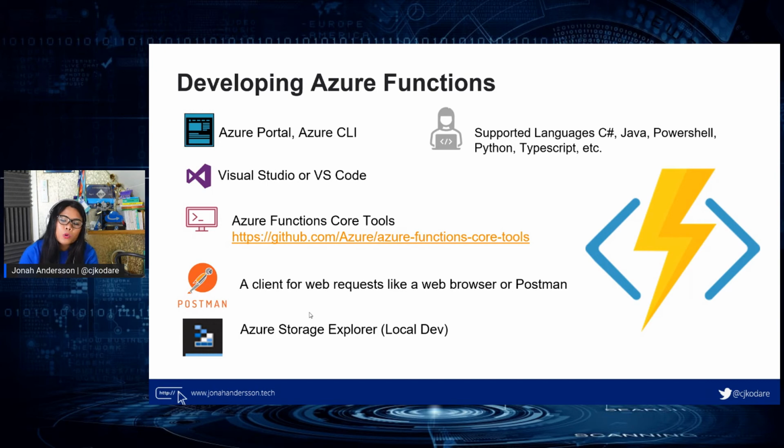And Postman is what I usually use for web requests. And then there's also a plugin in VS Code called REST Client that allows you to do HTTP requests from the code and get the results there when you're trying to test locally as well. And then Azure Storage Explorer, if you're working with your storage.